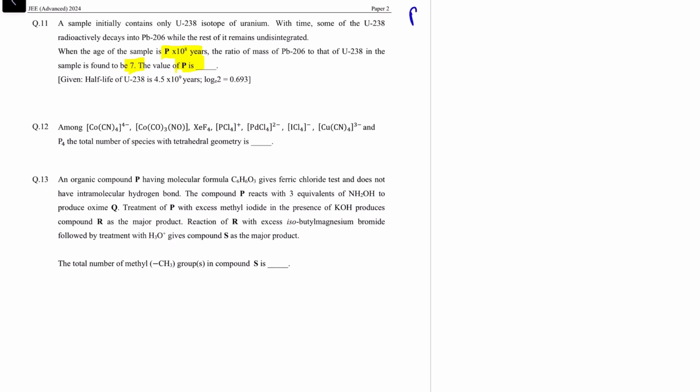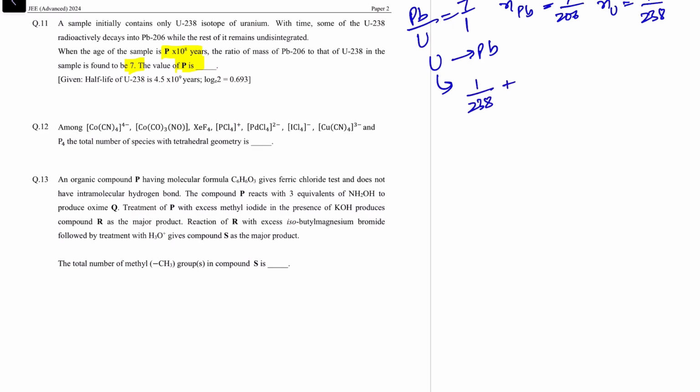The ratio of the mass of lead to the mass of uranium is 7:1. So we can say that the number of moles of lead is 7 by 206, mass upon molar mass, and the number of moles of uranium is 1 by 238. Now, each uranium gives rise to lead. So the initial number of moles of uranium is the number of moles of uranium present now plus the number of moles of lead atoms formed. So that is 7 by 206.